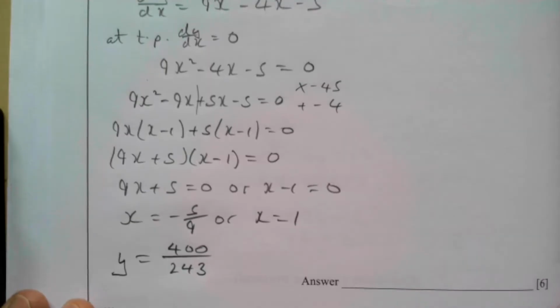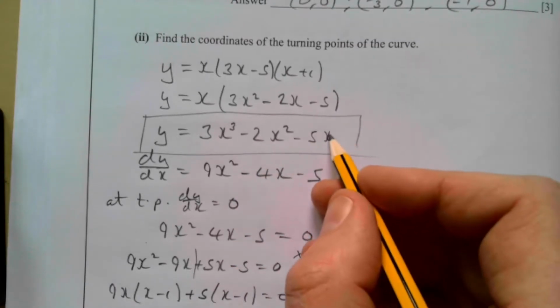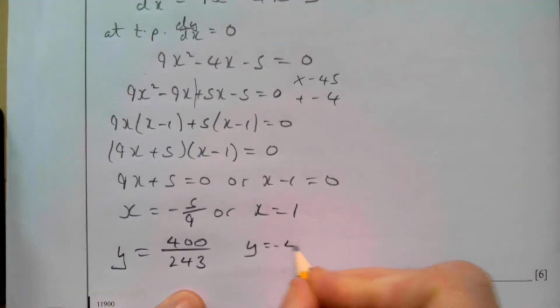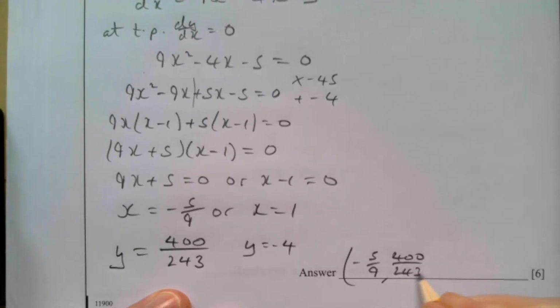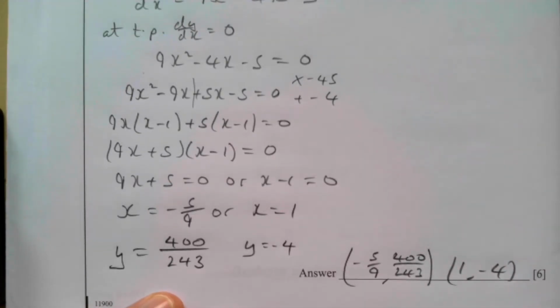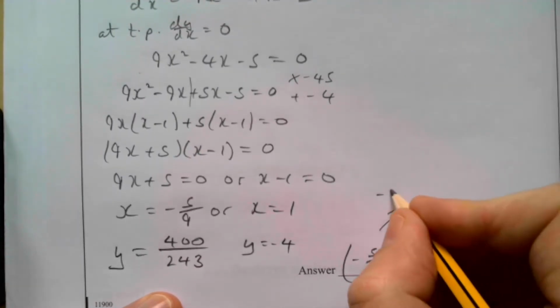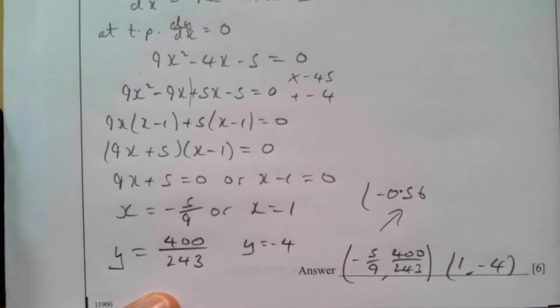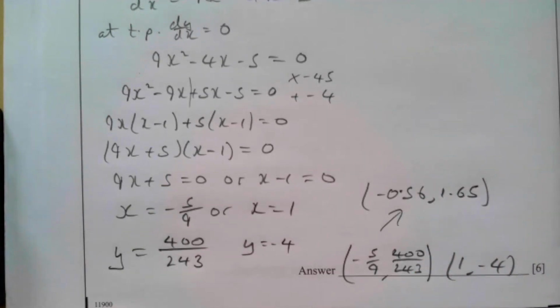And if you substitute the 1 in, let's just do that anyway. So 1 cubed, so it's 3, take away 2, take away 5. So that's going to be minus 4. Move back up here so you can see. So that means my coordinates are minus 5/9, 400 over 243, and 1, minus 4. And they will accept that as things to two decimal places as well if you wish. So that will be minus 0.56. It's going to help if we have a graph to draw as well. 1.65. So that's safe.